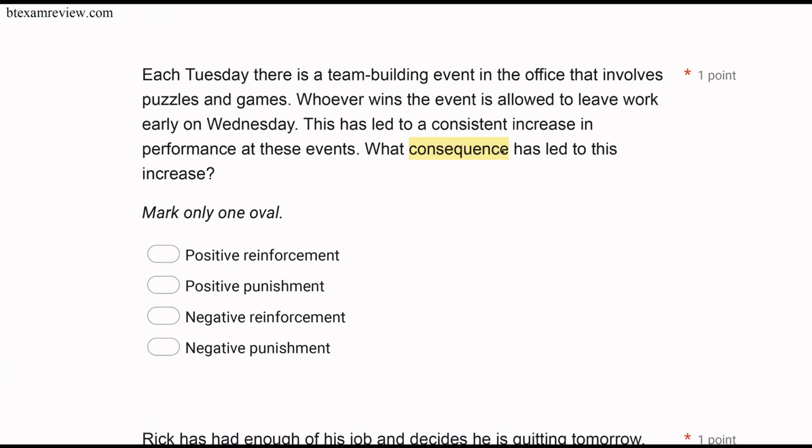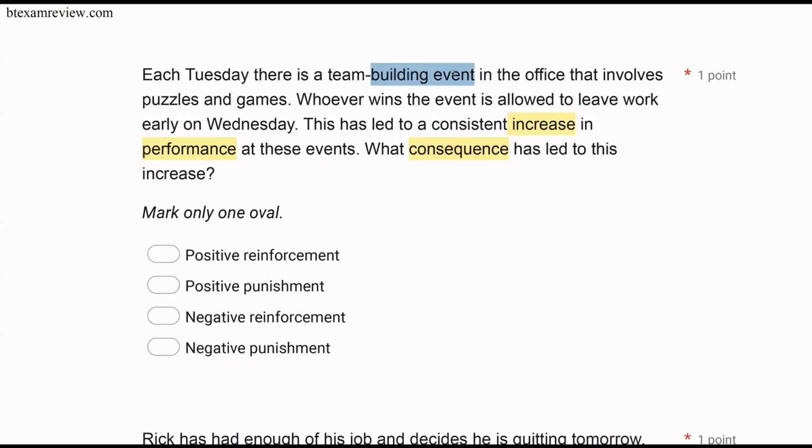All right, we have a consequence question. And the first thing we want to know about a consequence is, how does it affect future behavior? Well, in the question, it says this consequence has led to an increase in performance. So what does an increase mean? It means reinforcement is involved. If the behavior decreases, it's got to be punishment or extinction. Since the behavior increased, we know it's reinforcement. So the question becomes, what type of reinforcement?